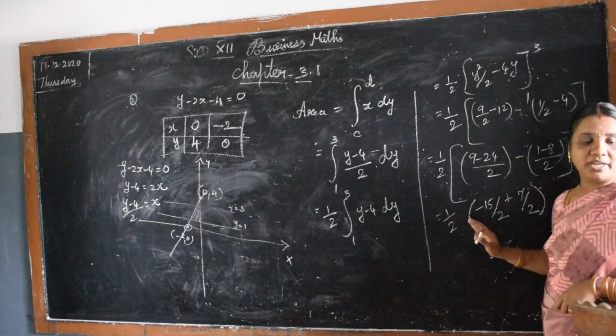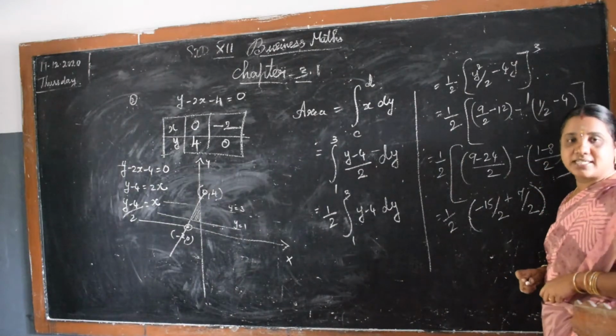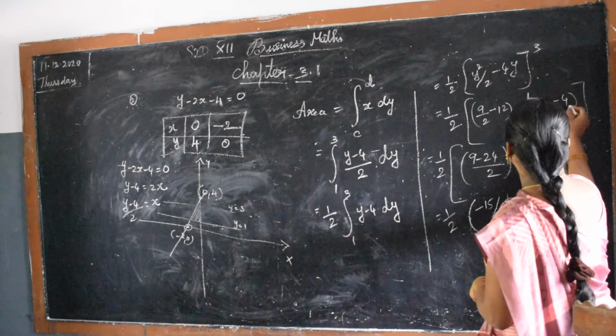So minus 15 by 2. See here, plus 7 by 2. What is the answer? See here, you have to put minus 8.